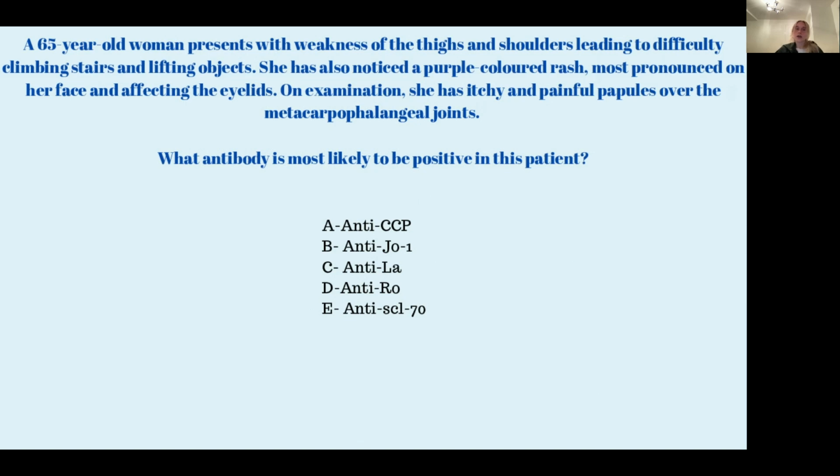So just a question. A 65-year-old woman presents with weakness of her thighs and shoulders, which leads to difficulty climbing stairs and lifting objects. She's also noticed that she's got a purple coloured rash, which is most pronounced on her face and is on her eyelids. On examination, she has itchy and painful papules over her metacarpophalangeal joints. What antibody would most likely be positive in this patient? If you pop it in the chat for me.